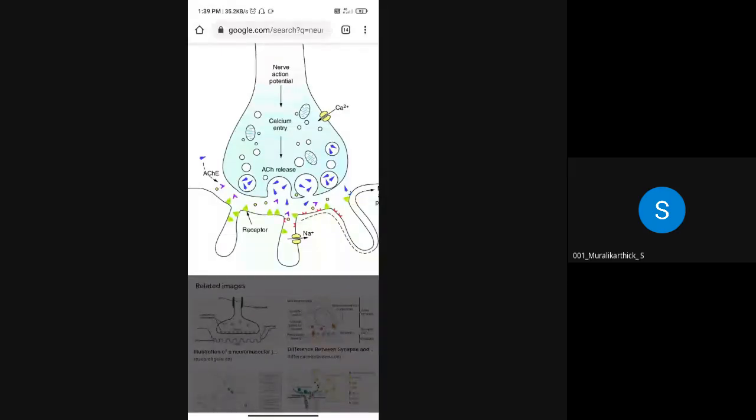Normally, we have a depolarization along the nerve which gets conducted, which we call the action potential. This action potential is nothing but the influx of calcium taking place. Once the influx of calcium has taken place, the vesicles will attach themselves to the membrane and release acetylcholine into that neuromuscular junction.